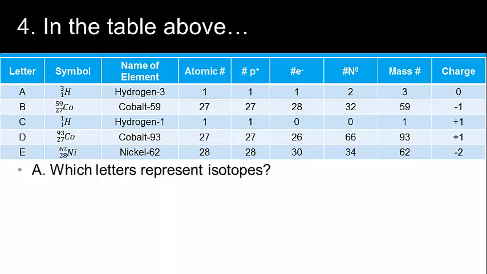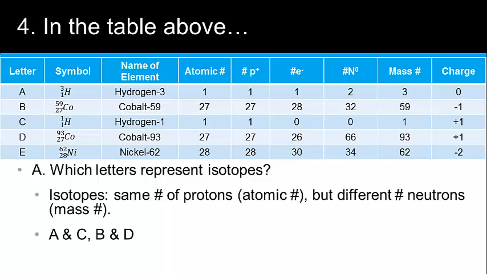So in the table, which letters represent isotopes? Isotopes are atoms of the same element. In other words, they have the same number of protons, but a different number of neutrons. Another way to say this is that the atomic number is the same, because the atomic number is just the number of protons, but the mass number is different. Again, mass number is protons plus neutrons, so if I have a different number of neutrons, that's going to affect my mass number. So the isotopes here are going to be A and C, and B and D.